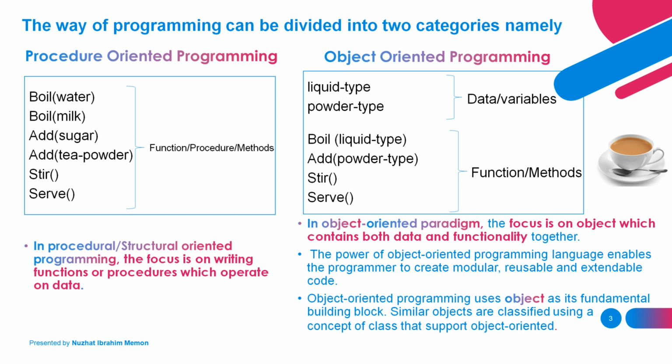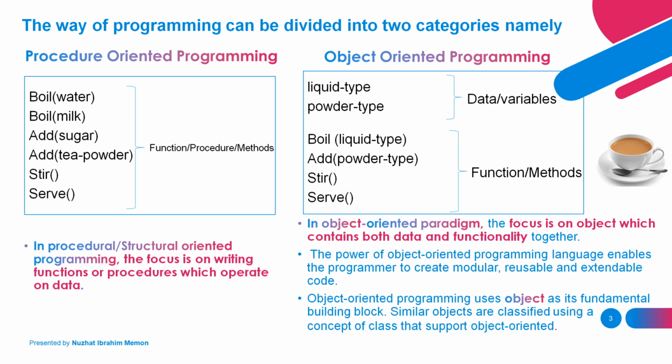In object-oriented programming, we need to consider the things that we need to make a tea, like teapot, water, milk, sugar, tea powder, etc. Unlike in procedure-oriented programming, where we were considering only the procedure or function. Here we will give importance to the things that we are going to use to make a tea.